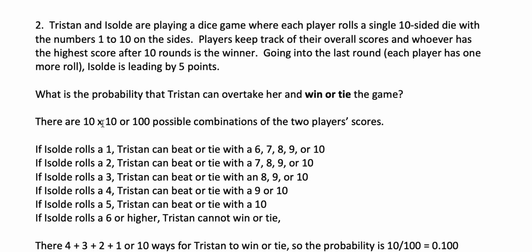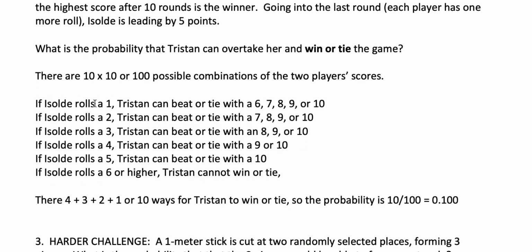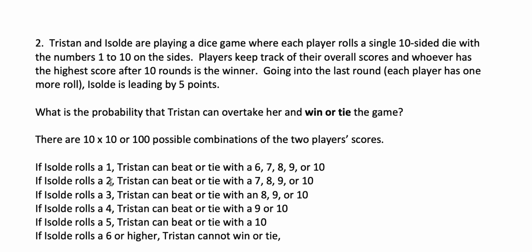Well, there are a total of 10 times 10 different possible combinations. So it could be like a 1 and a 1, a 1 and a 2, a 1 and a 3, all the way up to a 1 and a 10, or a 2 and a 1, a 2 and a 2, a 2 and a 3, etc. So there's 10 times 10, 100 possible combinations of the 2 player scores. So we just looked at, first of all, if Isolde rolls a 6 or higher, Tristan cannot win because he can't make up a 5-point deficit if Isolde rolls a 6, because the highest he can get is a 10, and so he would only gain 4 points on her.